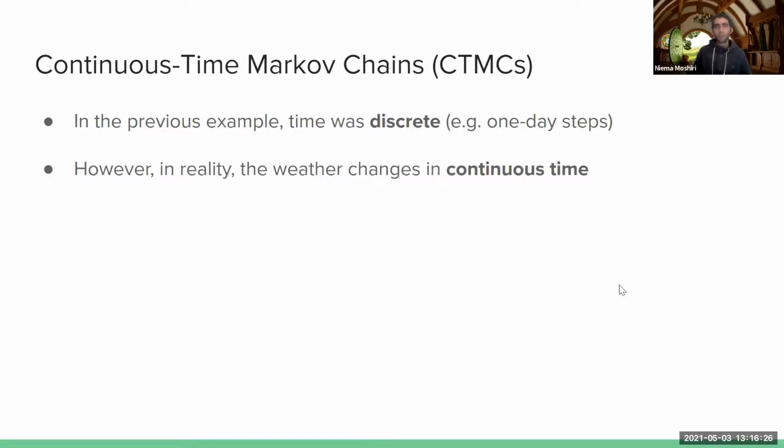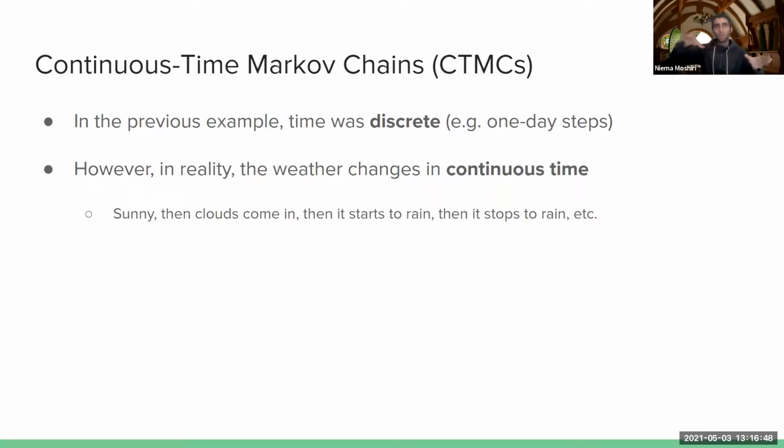But in reality, weather doesn't work like that, right? It's not like it's sunny from 12 a.m. until 11:59 p.m. and then all of a sudden the next day at midnight it's rainy all day. Weather is continuous time. It changes continuously throughout the day. It's not bound by discrete day-by-day constraints. So maybe it's sunny, but then as the day goes on, clouds slowly come in, and then eventually it starts to rain, and then maybe it stops raining. These are continuous time events.